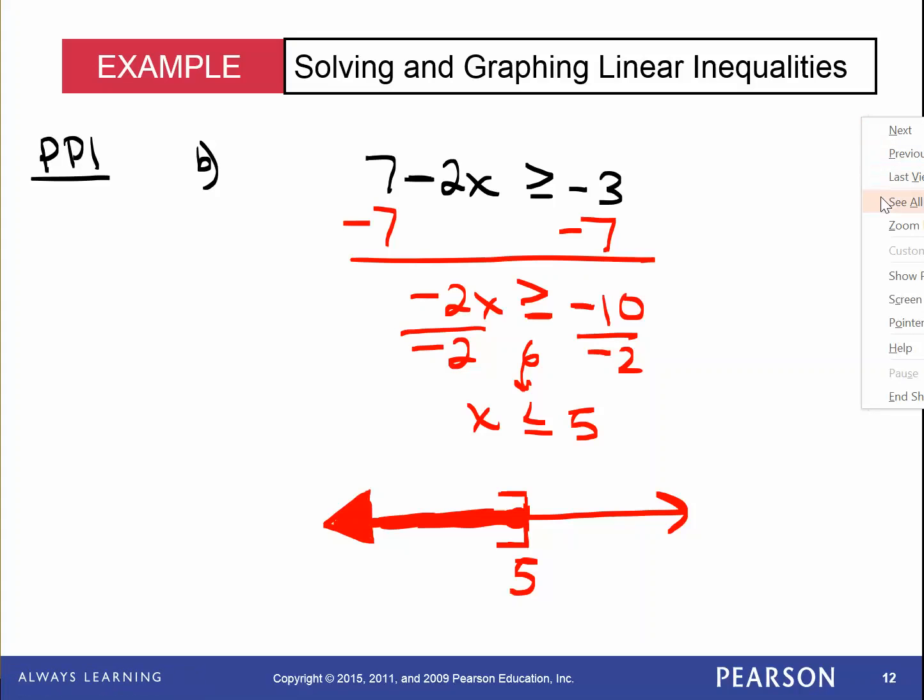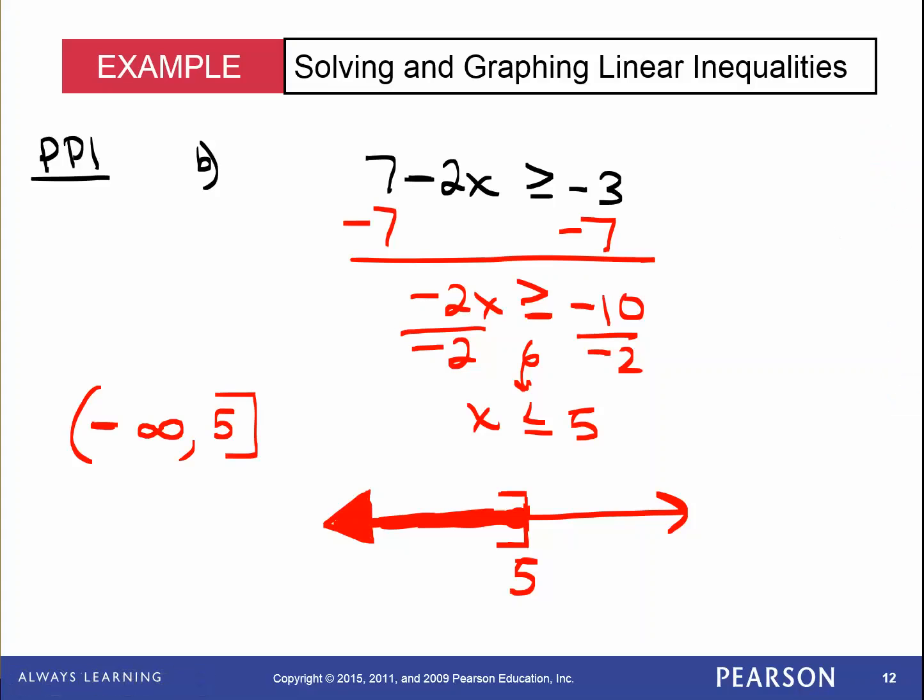Cool. And let's see what I got. Negative infinity to 5 now with the bracket. So it's going to go off to the left. And with intervals, remember, you always go from less to more, right? You always go from the left-hand side to the higher side.